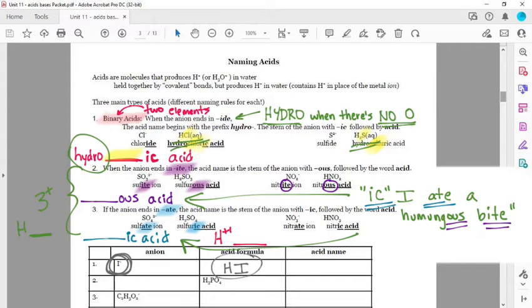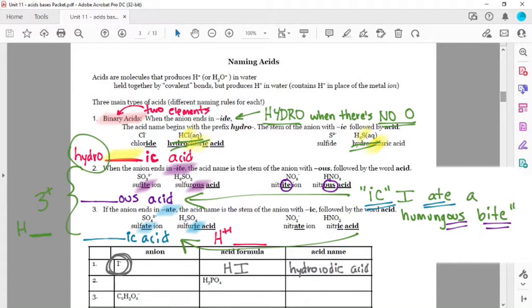Now if I'm trying to name that, first thing I need to ask myself is, is this a binary acid? Am I going to need to put hydro at the beginning? And it is. I've just got H and I. So my name is going to start with hydro. And then I need to focus on what is the name for I? That's iodine. So we're going to take iodine and then change that last ending. The iodine changes to having an ic ending. So that's going to be iodic acid.